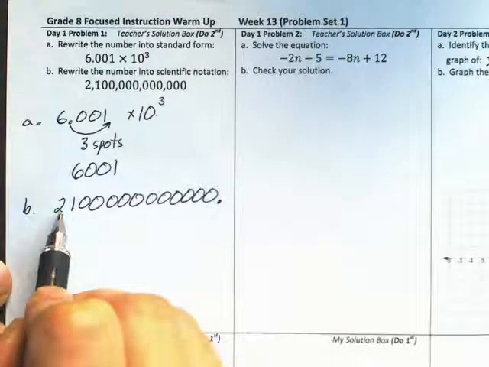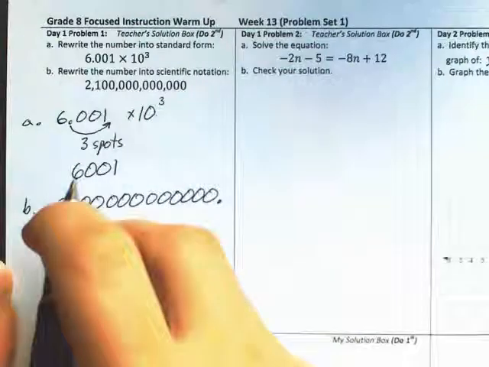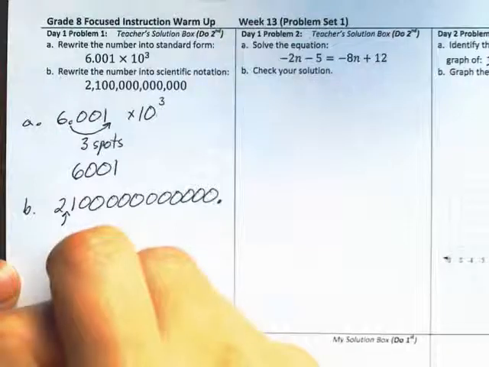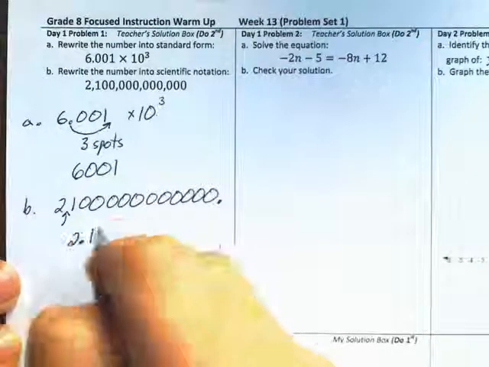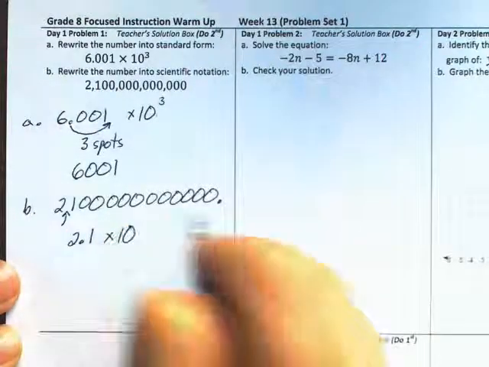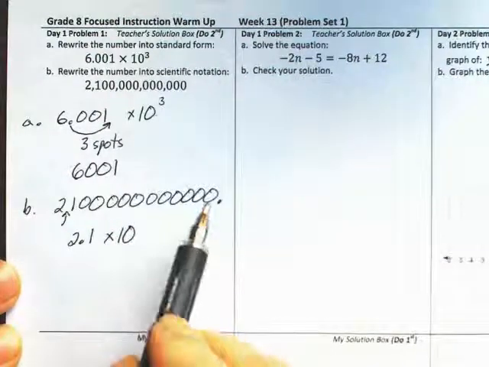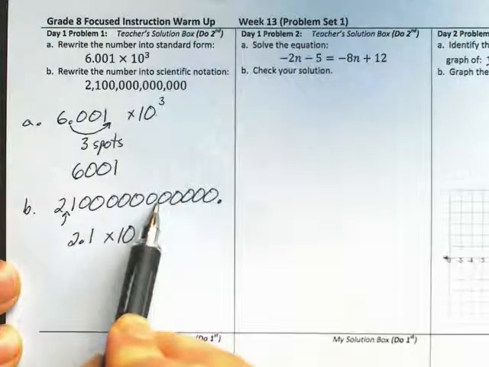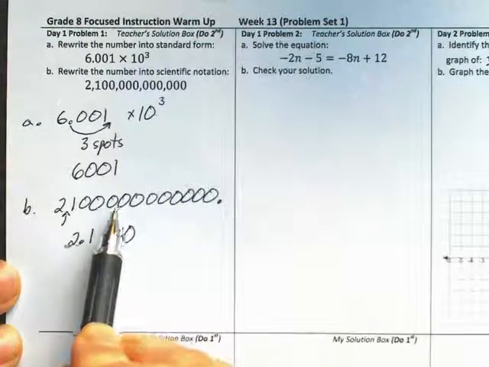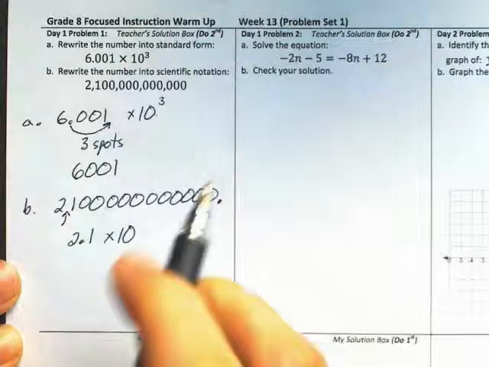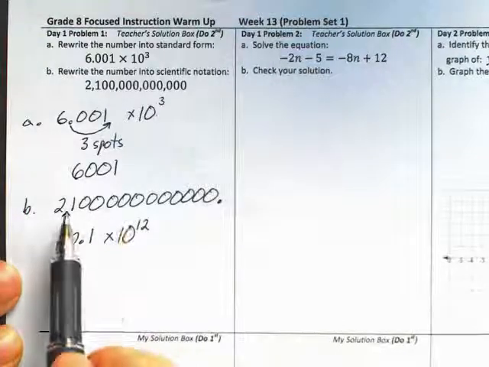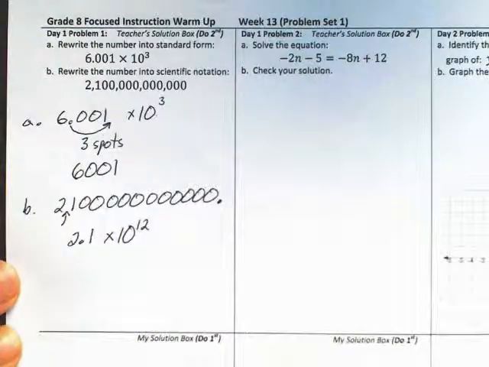So instead of writing this extremely large number out, if we put the decimal point so that there is one number to the left of the dot, we could write this as 2.1 multiplied by 10, and now let's find the exponent on the 10. 1, 2, 3, 4, 5, 6, 7, 8, 9, 10, 11, 12. 2.1 times 10 to the 12th power is a much quicker way of writing such a large number.